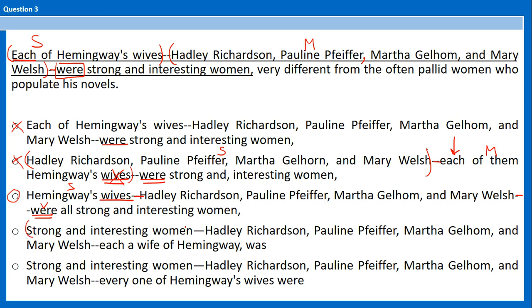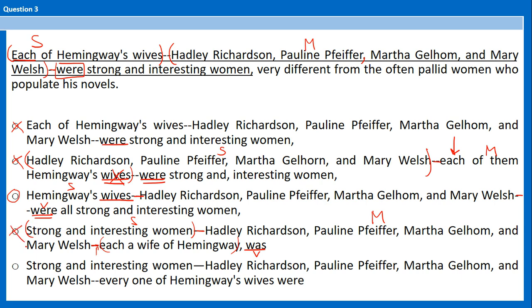In number 4, you have strong and interesting women. And that seems to be the subject. Strong and interesting women. You have a modifier between dashes. And then you need a verb. You have a subject, a modifier, and you need a verb right after this dash. However, you have each a wife of Hemingway, and then the verb was, and that's wrong. The verb was is singular, and it doesn't agree with the subject women.